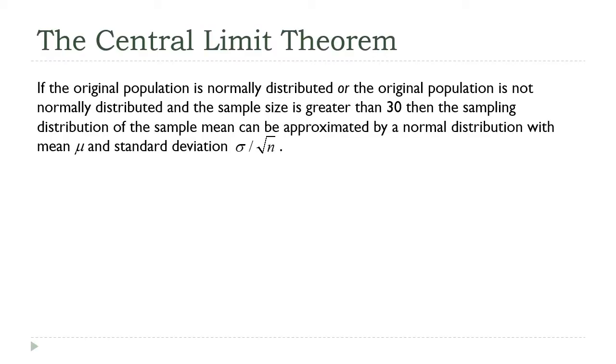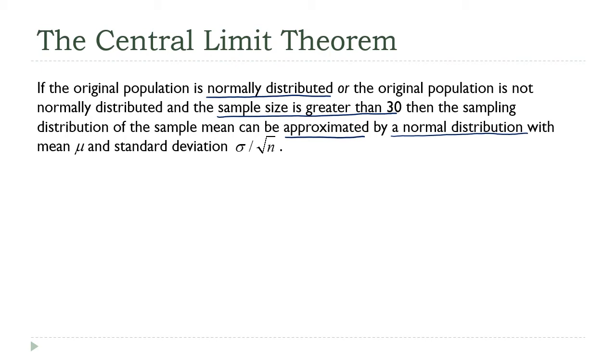So the central limit theorem formalizes what we saw in our discussion of sampling distributions. First, as statistics theorems and procedures often do, it lays down some conditions. If either the original population is normally distributed, or the original population isn't, and the sample size is greater than 30, then the sampling distribution of the sample means can be approximated by a normal distribution. Now that's an incredibly useful statement right there.